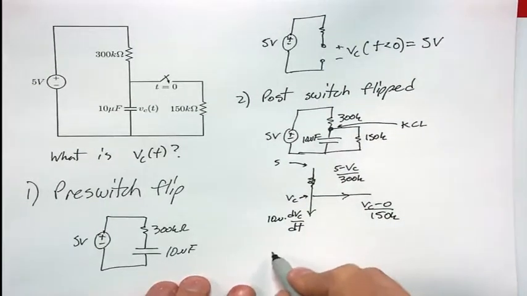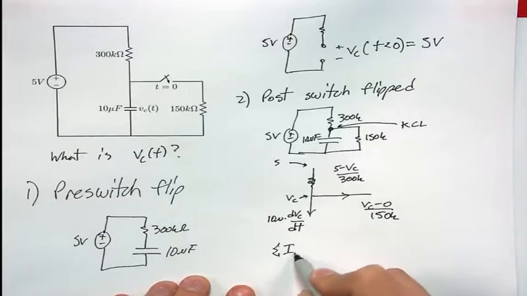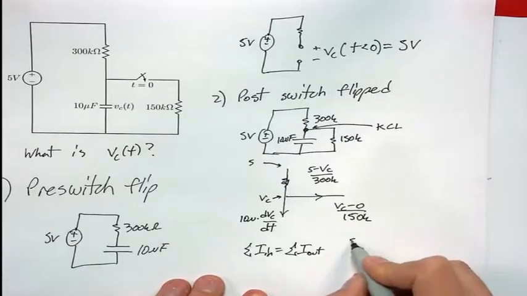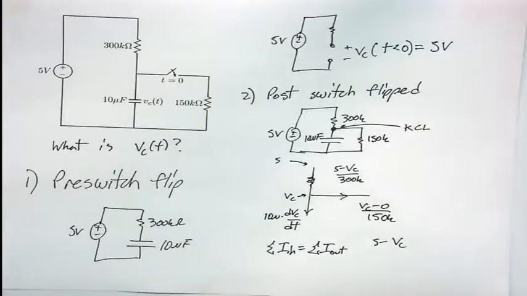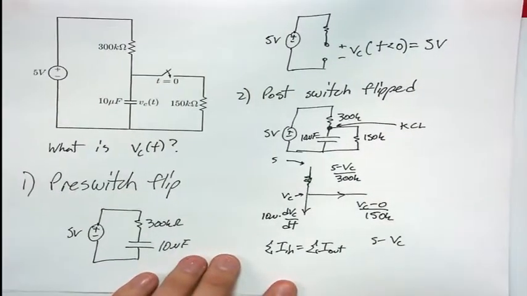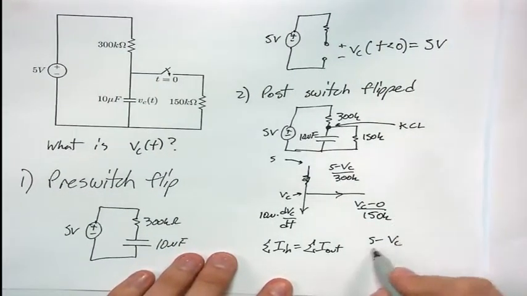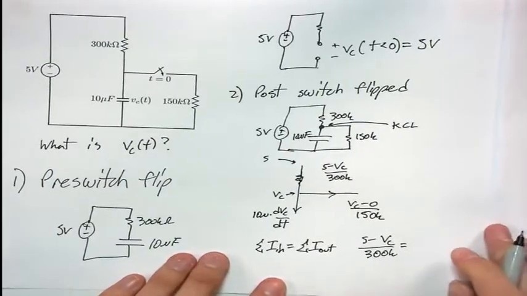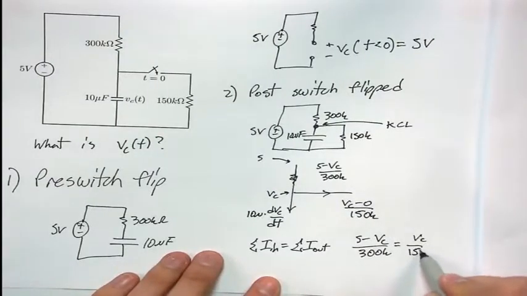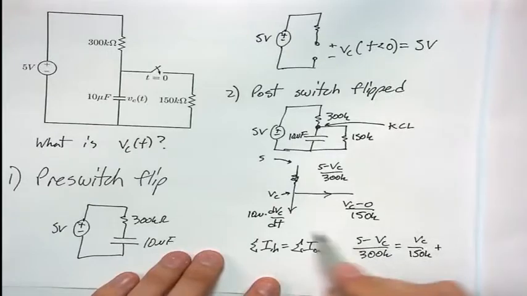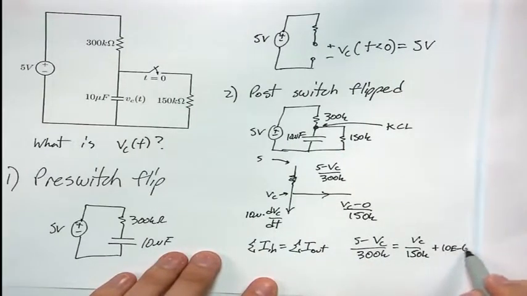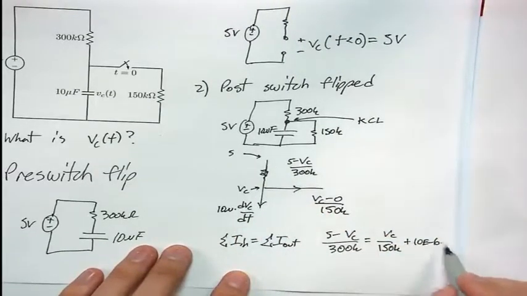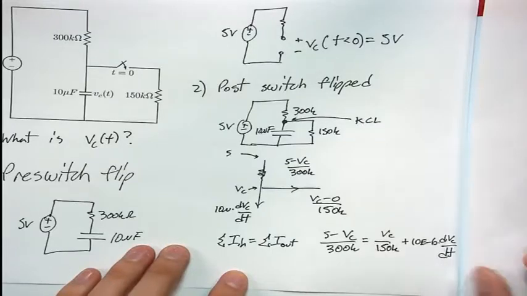So we can write our KCL: the sum of the currents in has to be equal to the sum of the currents out. That tells us that we have (5 minus Vc) over 300K on the left side. And on the right side, we have Vc over 150K plus this 10 microfarad capacitor times dVc/dt.